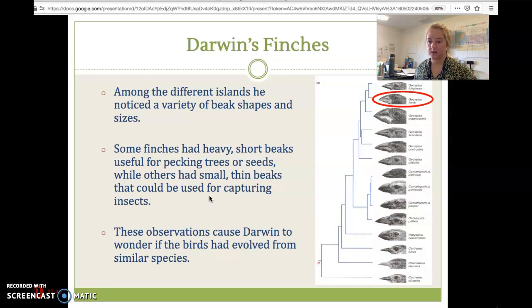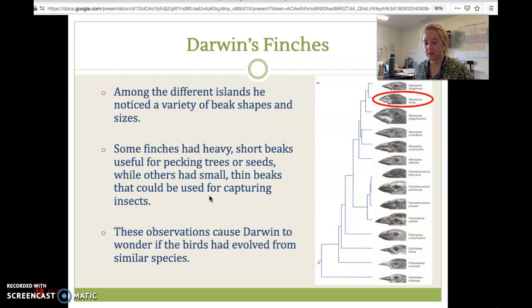Among the different islands in the Galapagos Islands, Darwin noticed that there was a variety of beak shapes and sizes of the finches. Some finches had heavy and short beaks used for pecking trees and seeds. So not only did he notice that there were birds that had different beaks, he noticed that some were heavy and short, and they primarily ate seeds and ate insects out of trees. Others, though, had small, thin beaks that could be used for capturing insects, and their diet consists of insects.